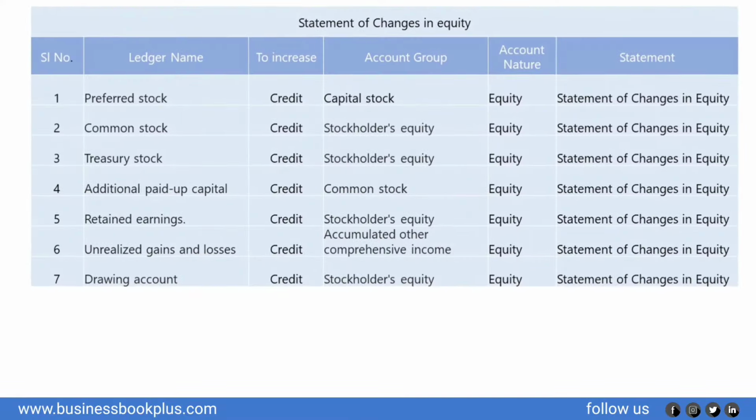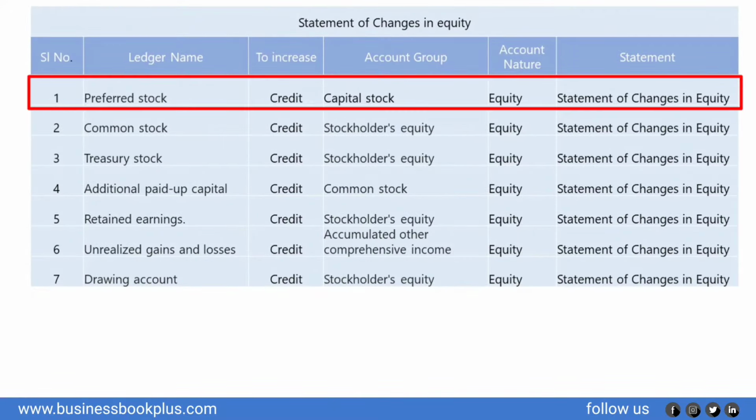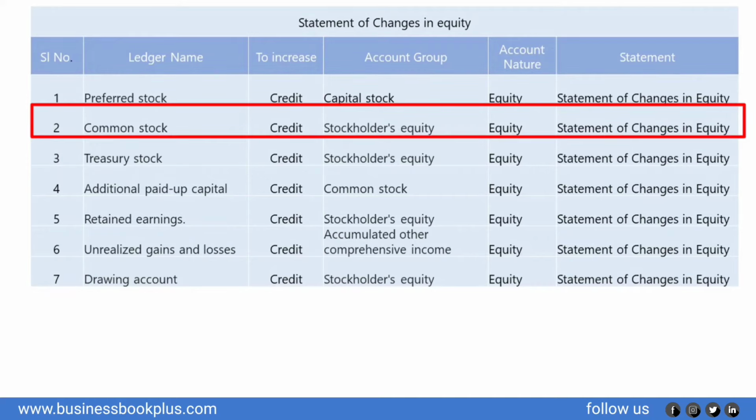Now let's see the chart of accounts of a statement of changes in shareholders' equity. Preferred stock increases when credited. Account group: capital stock. Account nature: equity. Affects the statement of changes in equity. Common stock increases when credited. Account group: shareholders' equity. Account nature: equity. Affects the statement of changes in equity.